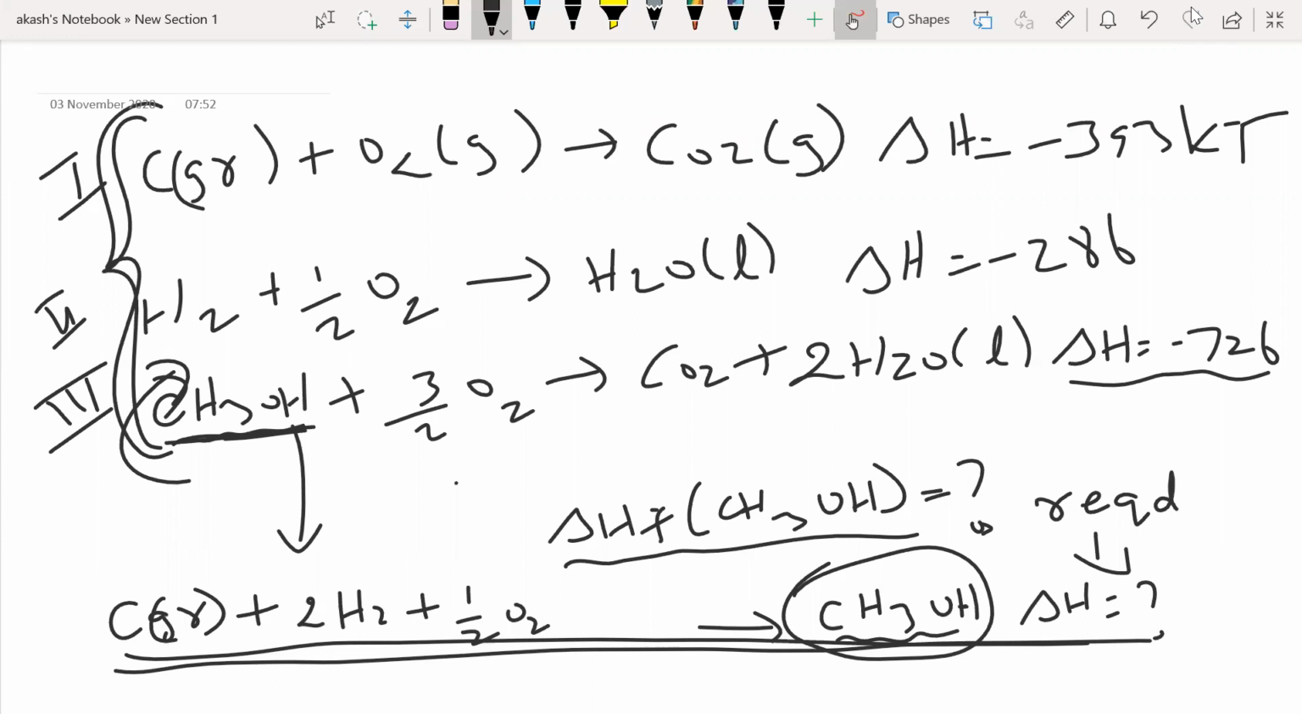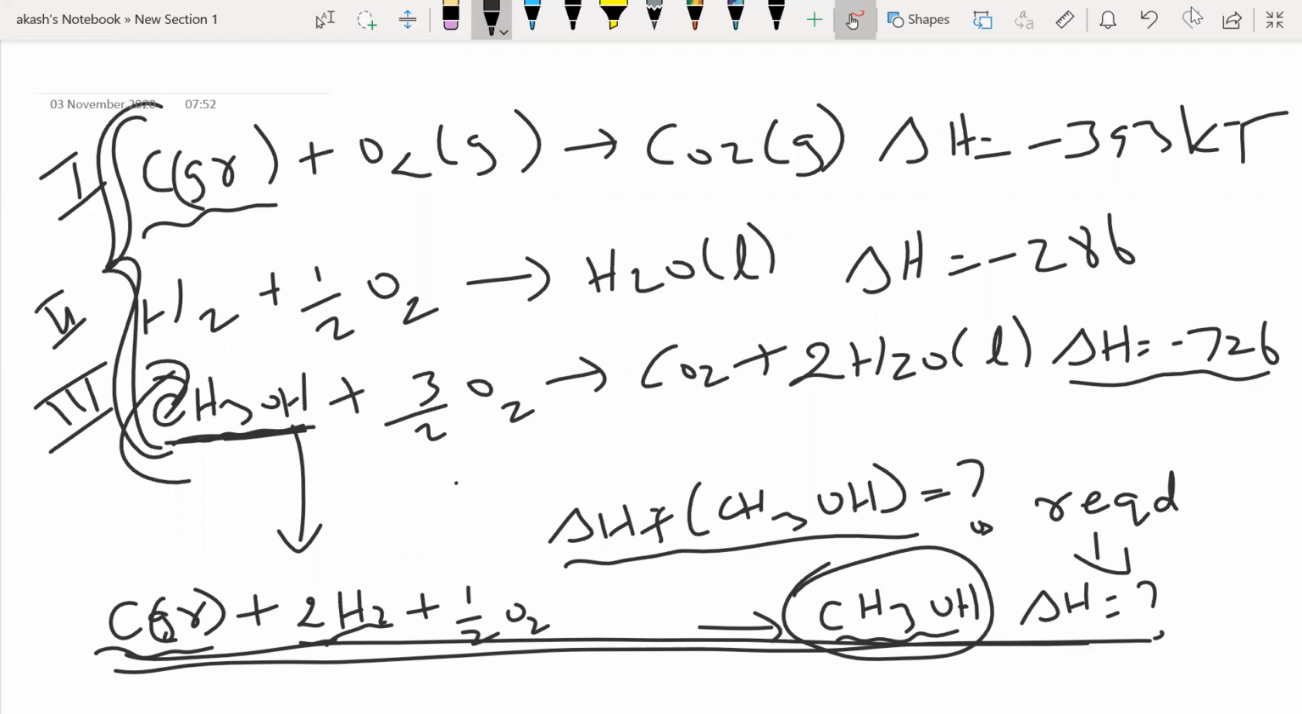Yes, sir. Okay, cool. So that's the first step. We located CH3OH. Now what else is there? I have carbon graphite on the reactant side. Yes, in the given equation, carbon graphite is here and it is on the reactant side. No issues at all. Next, I need to have H2, very important: I need 2 moles of H2.